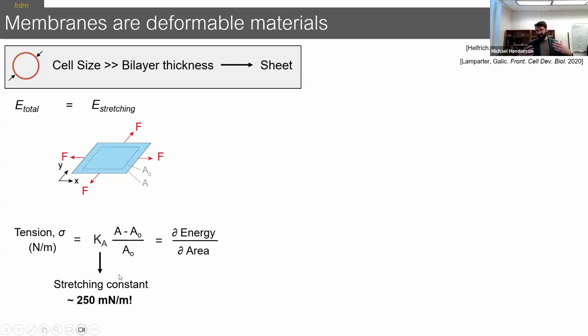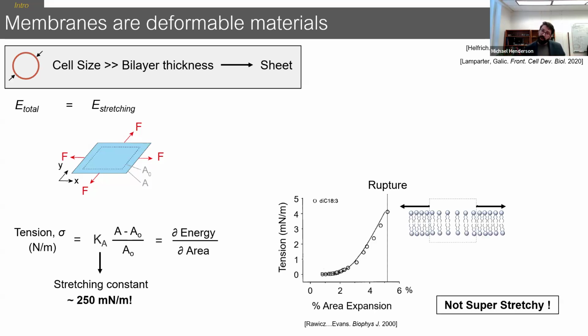But in reality, the stretching constant is really, really high for membrane systems, around 250 millinewton per meter. And if you do controlled experiments like what Evan Evans did back in the day with micropipette aspiration on vesicles, you find that you have a very small limit with which you can strain your vesicle system before the whole system collapses and ruptures. So in essence, your membranes are not super stretchy for deformable actions.